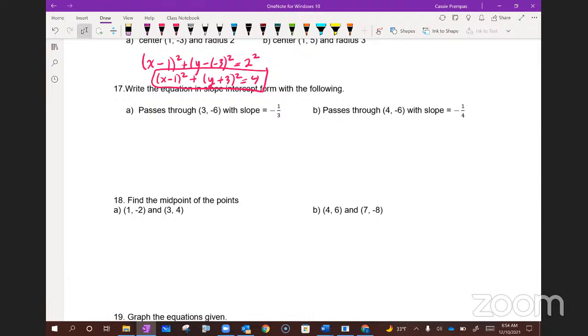Write the equation in slope-intercept form. What is slope-intercept form? That's y equals mx plus b. But important pieces to know, b has to be the y-intercept. So if you're given the y-intercept, you have to be given the point with x being 0. If you're not given that, you cannot start in this form.